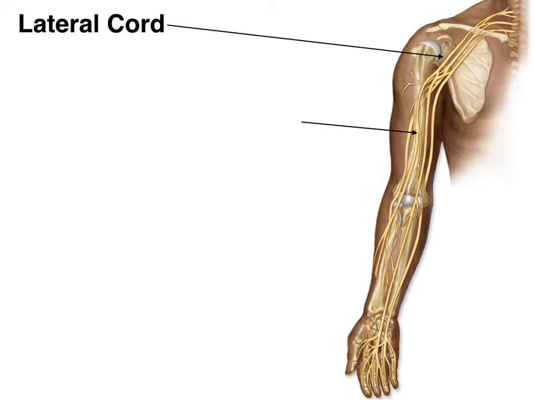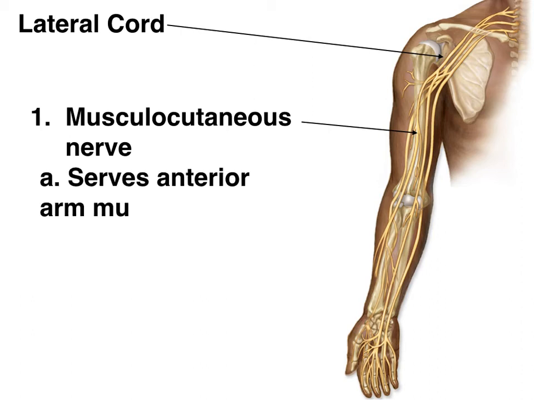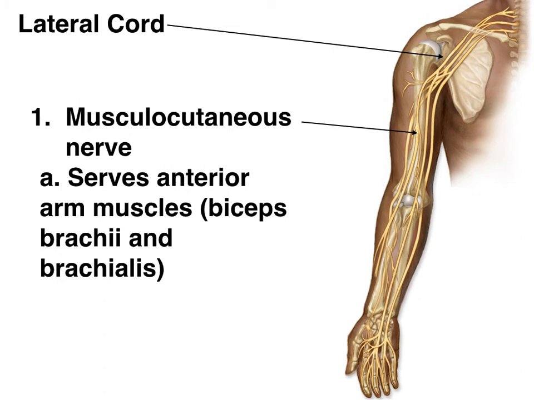Coming from the lateral cord is the musculocutaneous nerve. This nerve moves down the anterior of the brachial region and serves anterior arm muscles, especially in the case of the biceps brachii and the brachialis. These will help enable flexion at the elbow joint.